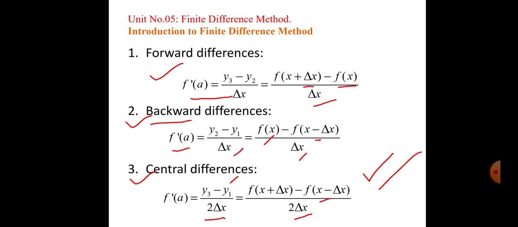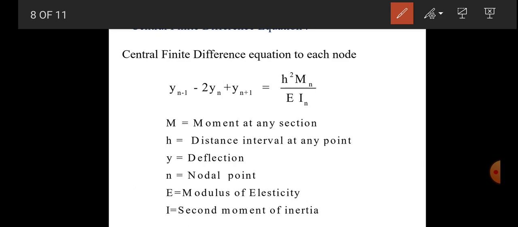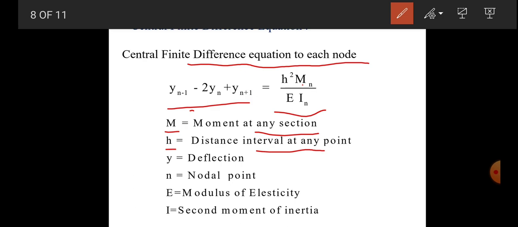So the central difference equation for the node is yn minus 1 minus 2 yn plus yn plus 1 is equal to h square Mn divided by EI. M means moment at any section, h means distance or interval between points, y means deflection, n means nodal point, E means modulus of elasticity, I means second moment of inertia.